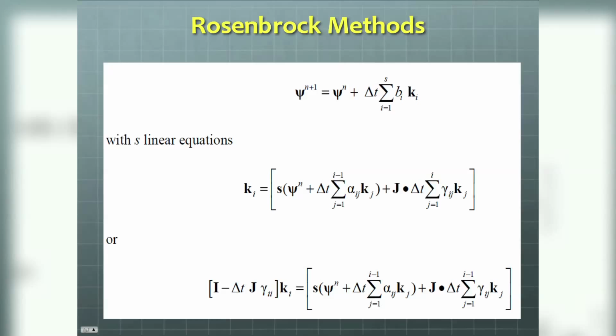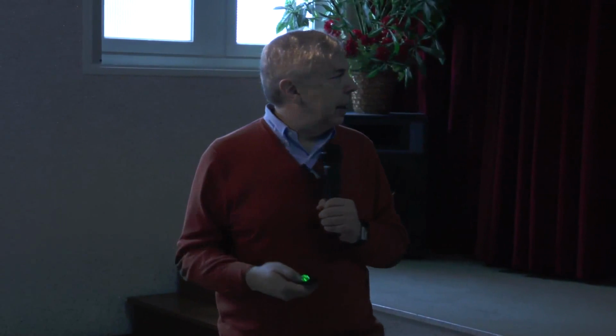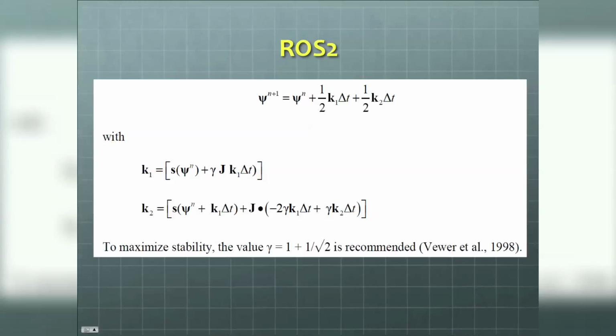These Rosenbrock methods are very accurate. They're a bit slow, but they're used more and more in chemical models. This is an example of one of them. We're not going to describe them. I left those view graphs so that when you get them, you can look at those. That's the Rodas tree. It's a bit more complicated.